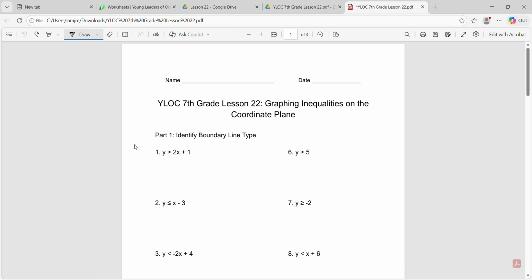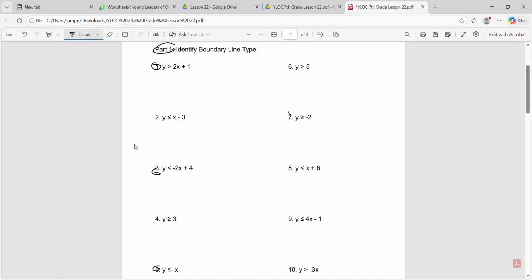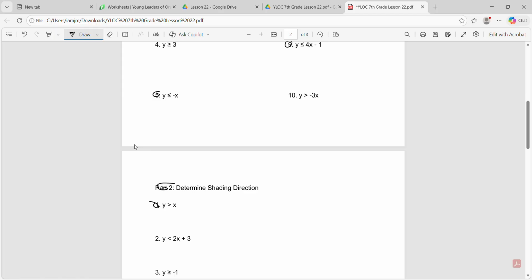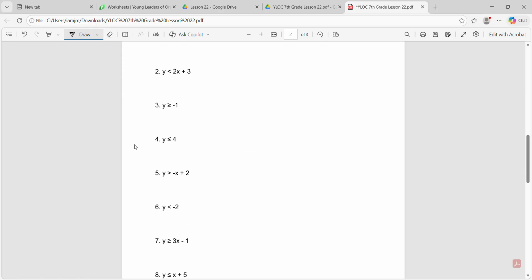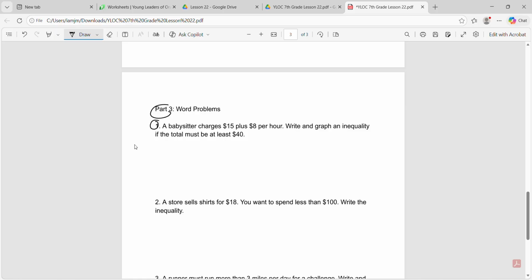Hi, today we're on lesson 12 and we're going to talk about graphing inequalities on the coordinate plane. For part 1, we're going to do questions number 1, 3, 5, 7, and 9. For part 2, we're going to do questions number 1, 2, 3, 4. For part 3, we're going to do questions number 1 and 2.